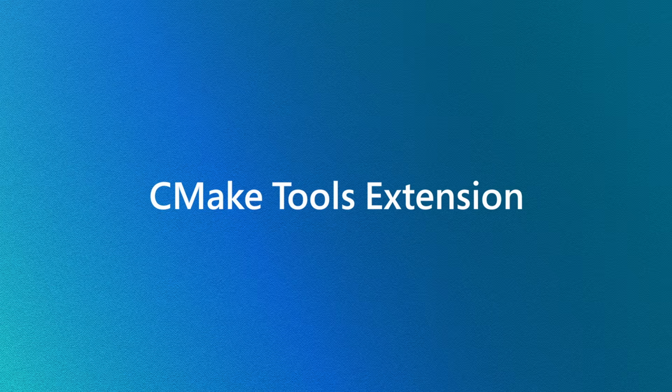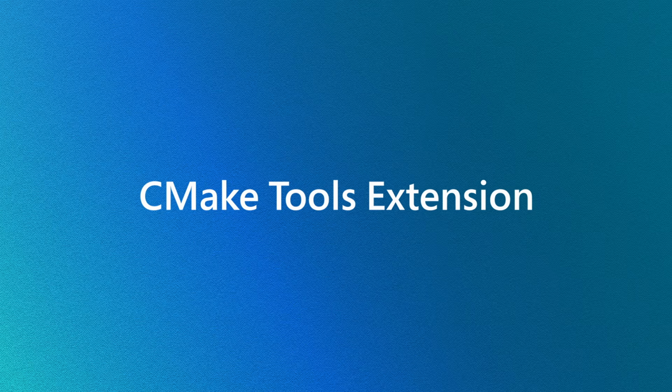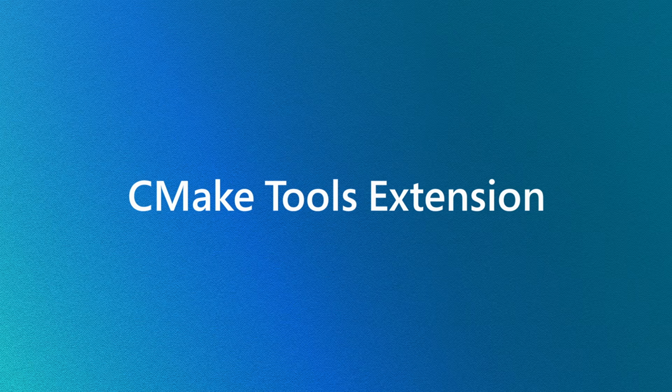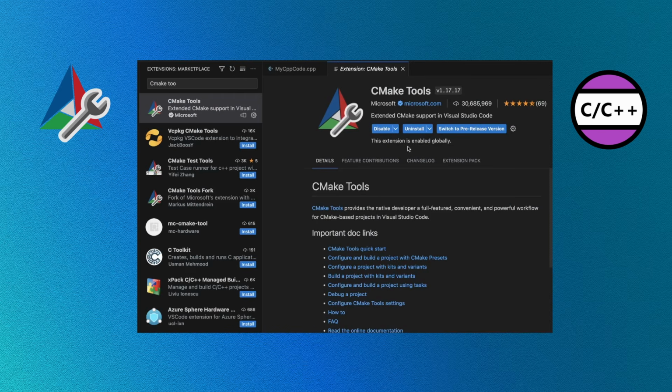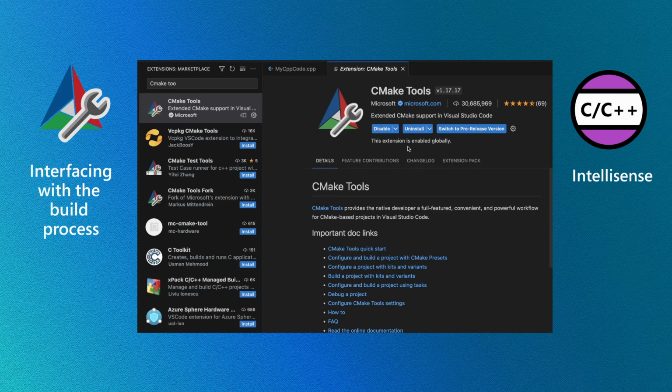For the best experience using CMake in VS Code, you need to install the CMake Tools extension. This extension makes it easier to manage CMake projects. The CMake Tools and C++ extension actually work hand in hand. CMake Tools handles interfacing with the build process, while the C++ extension provides IntelliSense and debugging.